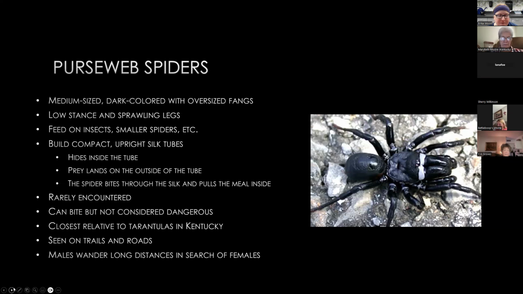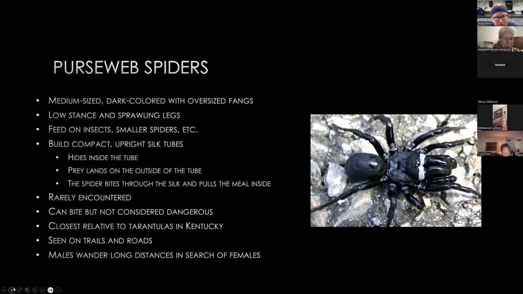Most of the time, these are rarely going to be encountered. Again, this is something we're going to see more in our woodland areas. Maybe you might run into it on trails or near roadways, but it is really not considered dangerous. It could bite if you're handling it, but it's not dangerous. If somebody does see that, just because of the size, they get a little intimidated.